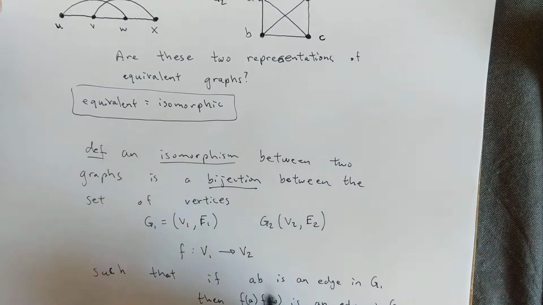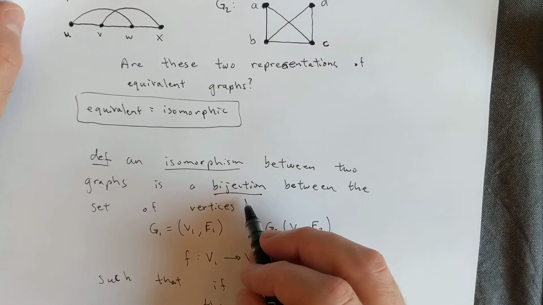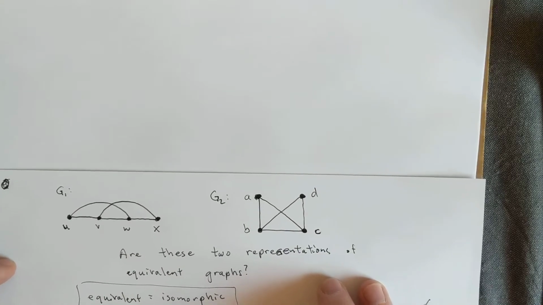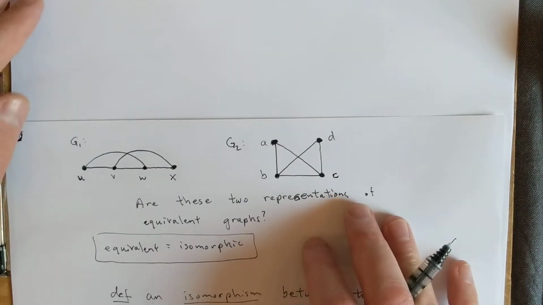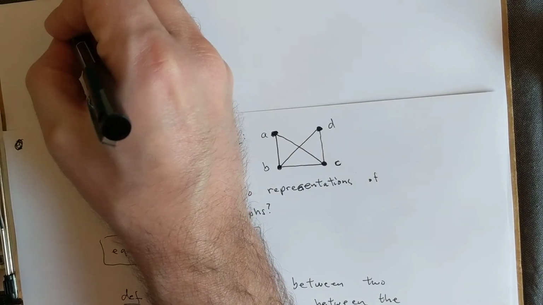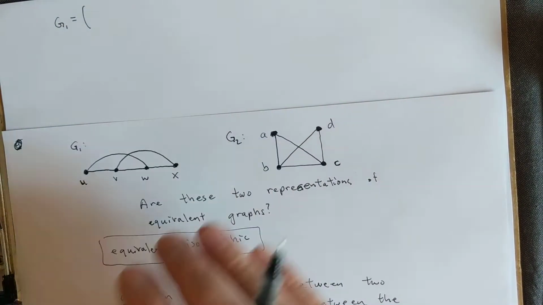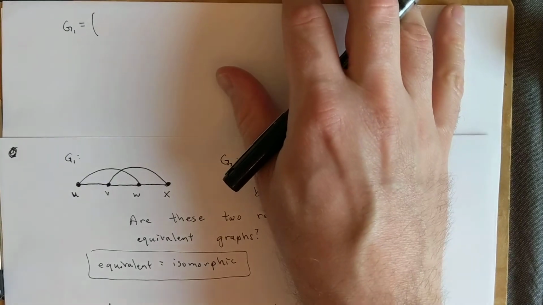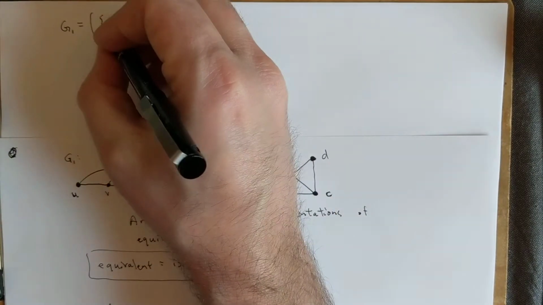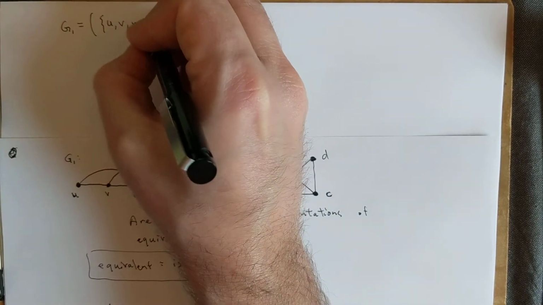And so here's what we're going to try to do, which is to create an isomorphism. So we need a bijection. Let's try to keep this on screen. Let's write down the actual definition of these graphs in terms of their vertices and edges. So vertices for G1, if I call this one G1, U, V, W, X.